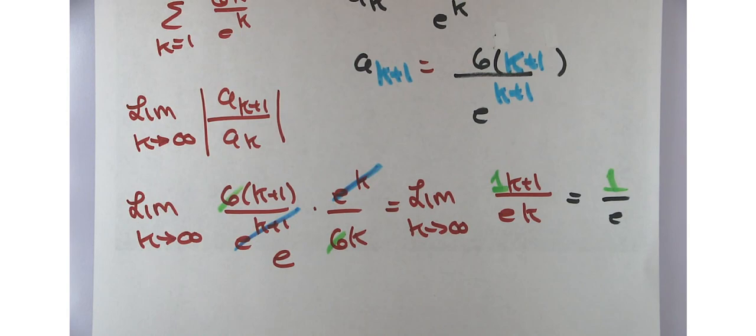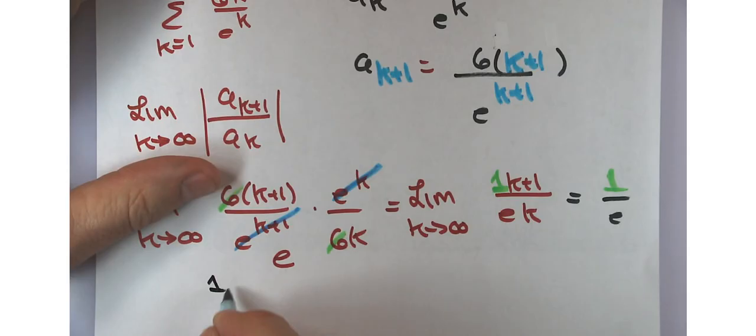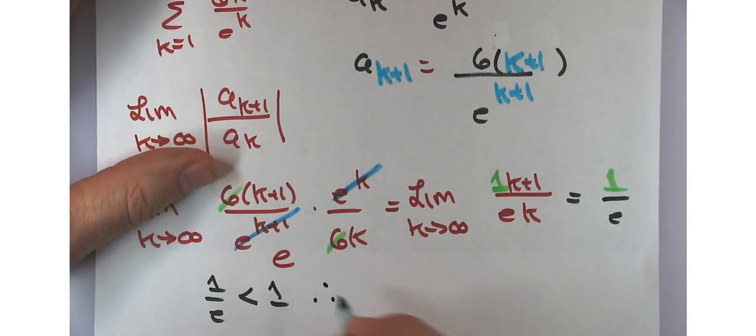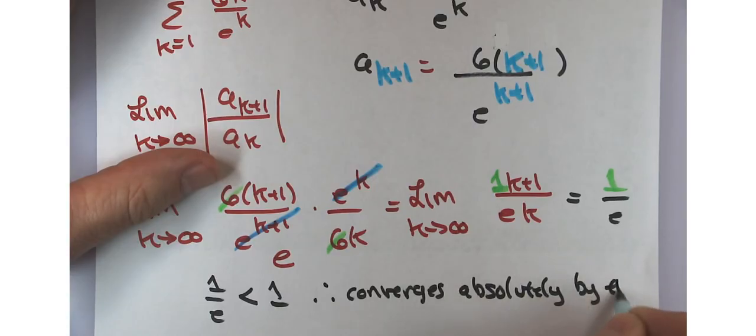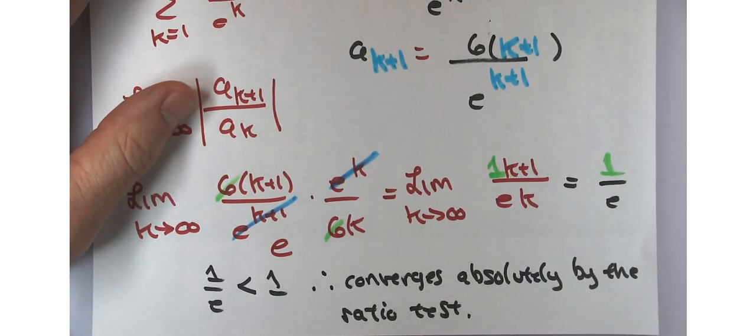Now the important thing, 1 over e is less than 1. So therefore, it converges absolutely by the ratio test. Nice.